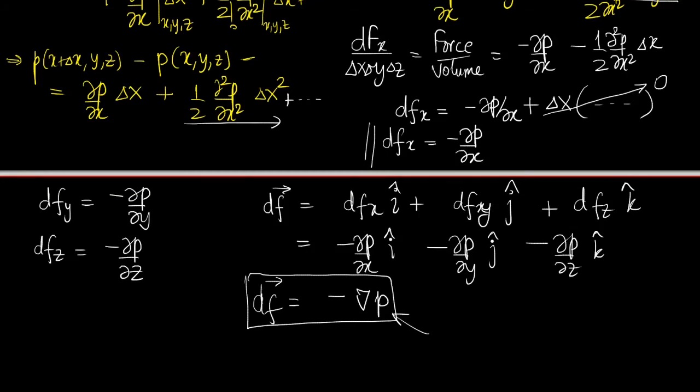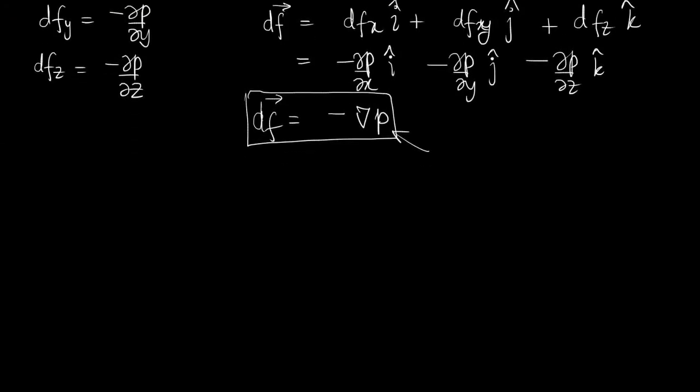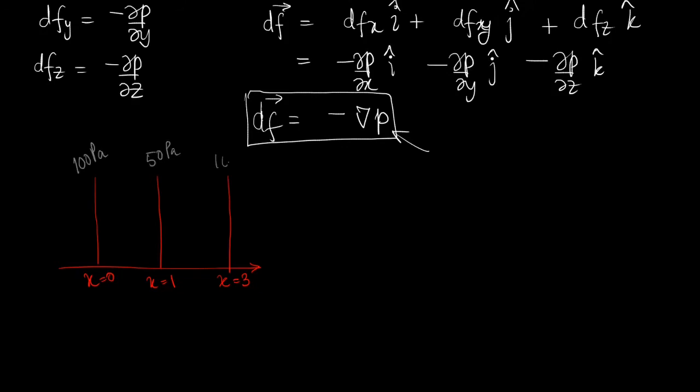Now what exactly do we understand by this pressure gradient? Let us consider equal pressures at equal x values. Suppose this is x equal to 0, suppose this is x equal to 1, suppose this is x equal to 3, and say the pressure values are 100 Pascal, 50 Pascal and 10 Pascal.